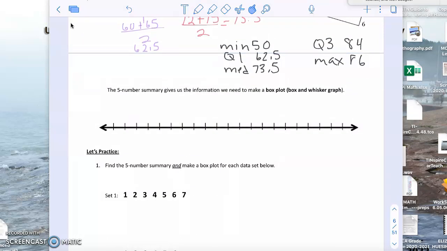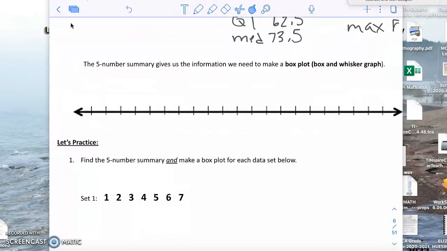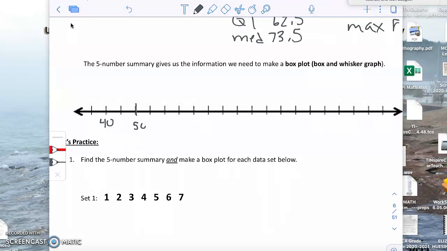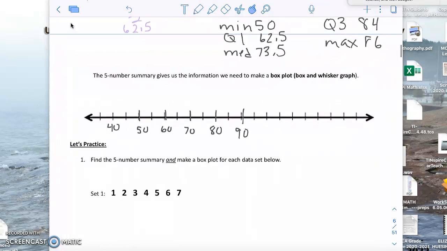So let's say I start with 40 down here. And we'll count by 5. So this is 50, 60, 70, 80, 90. So the way that you make this box plot, so our minimum is 50.